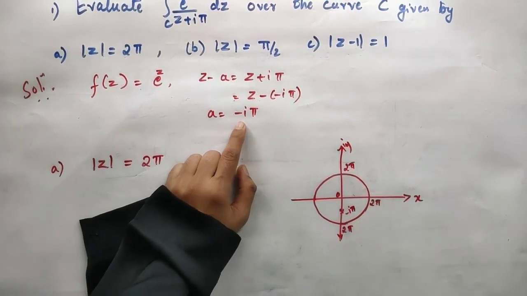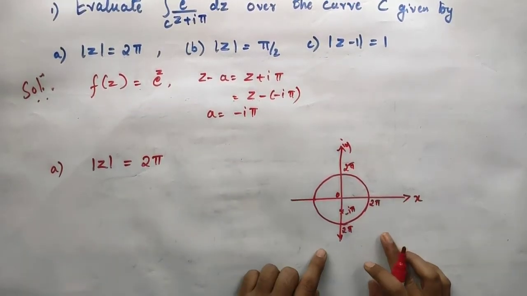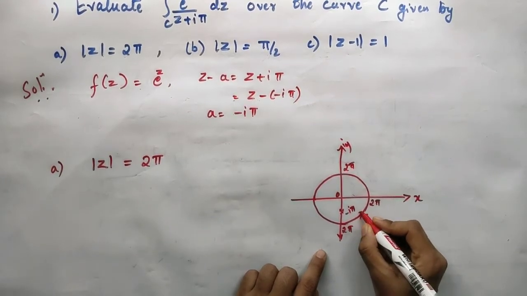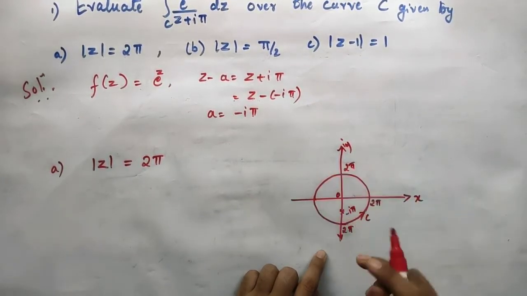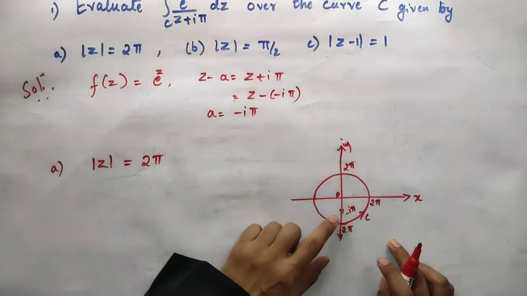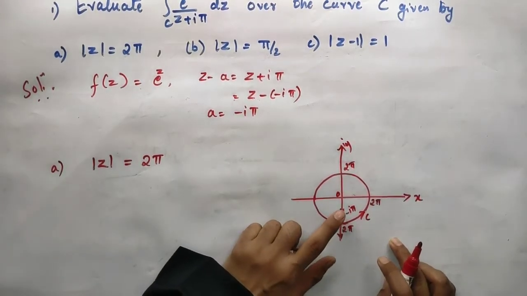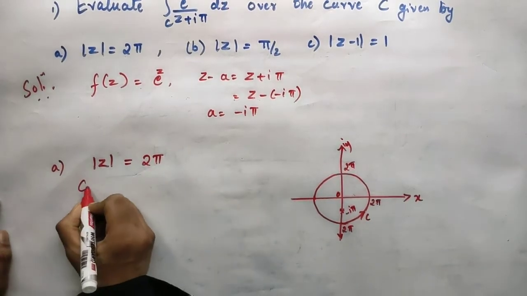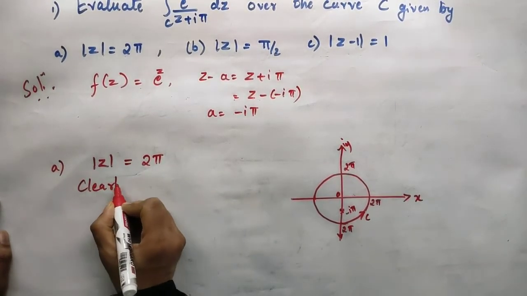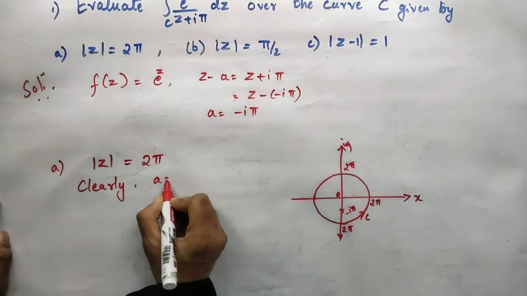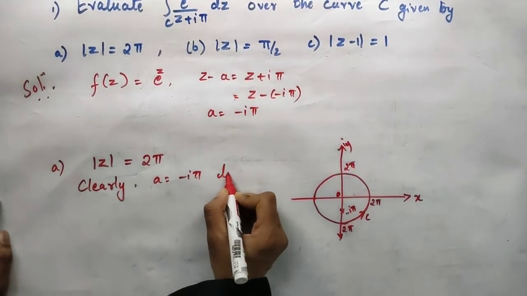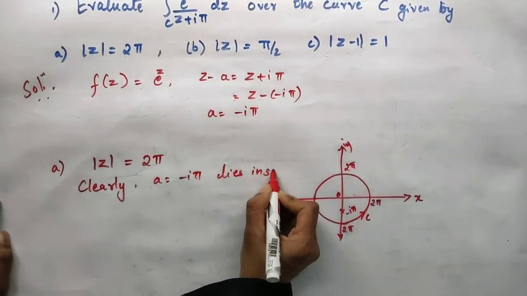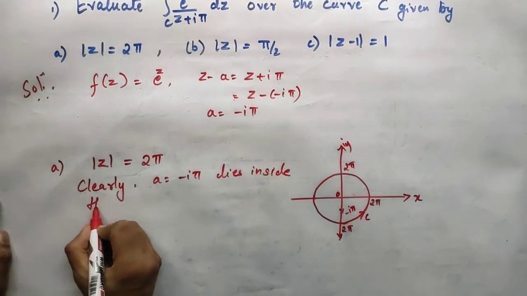Okay, so you see that this point is lying inside the curve C. This is our circle C, where you see that the point A is equal to minus I pi, and it lies inside the circle. Clearly, A is equal to minus I pi lies inside the curve.